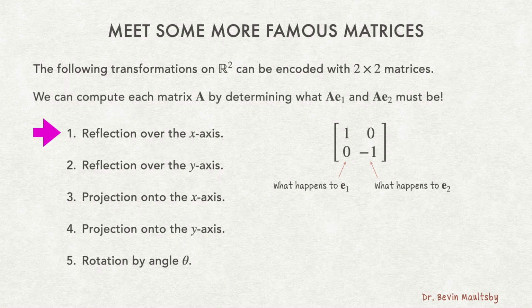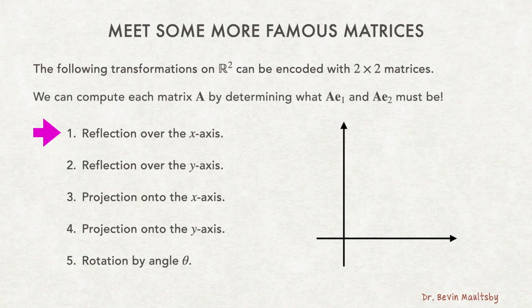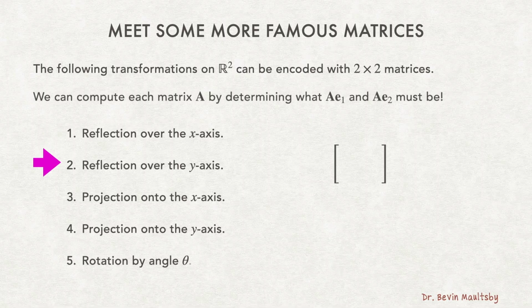Based on that example, take a second to write down the matrix which would reflect R2 over the y-axis. Okay, again, it's going to be a 2 by 2 matrix, but this time E1 is going to flip to -1, 0. So that's the first column of this matrix. E2, however, doesn't move. Since it lies on the axis of symmetry, E2 will just get mapped to E2.